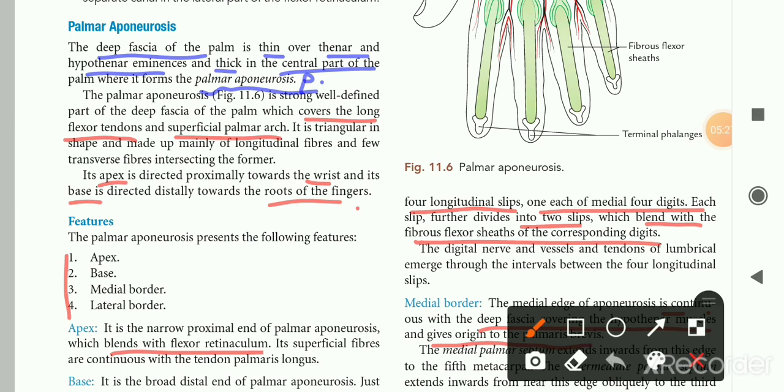Our next modification of the deep fascia is the palmar aponeurosis. The palmar aponeurosis is nothing but one kind of deep fascia of the palm, and it is thin over the thenar and hypothenar eminence, and it is thick over the central part of the palm, where it forms the palmar aponeurosis proper.